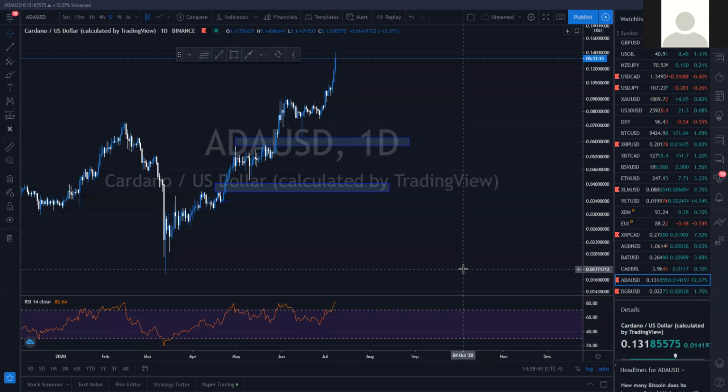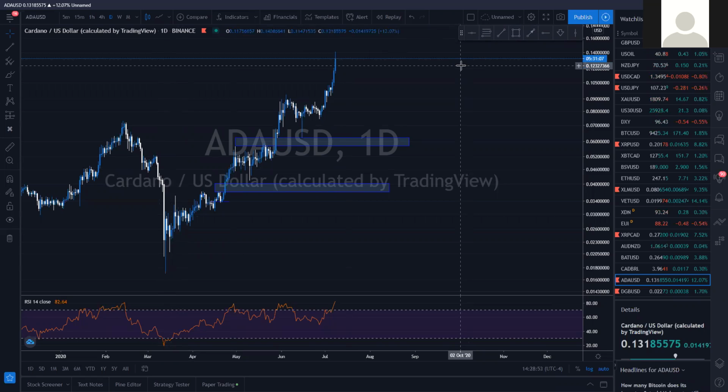All right, so let me just give a quick analysis on the ADA, seeing that it's one of the big performers. Here on the screen, we can already see two gaps inside this market structure. As the ADA continues to rise up, we should always look for the pullbacks.